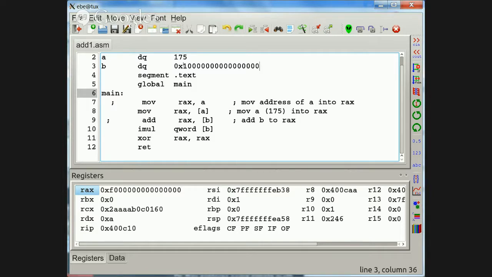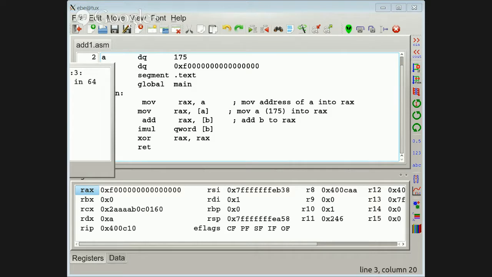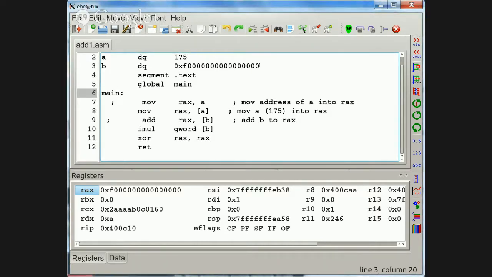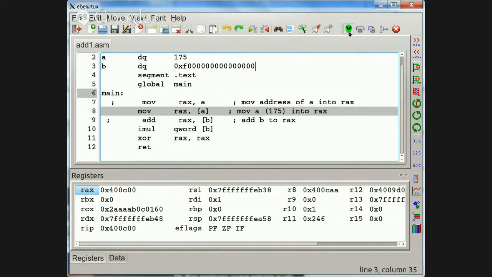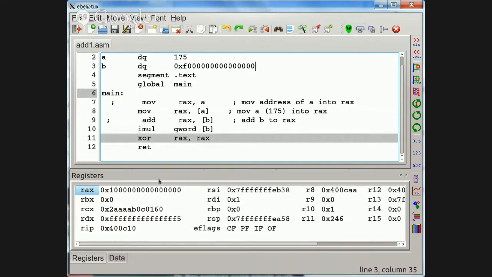Can't do it with that big a number. Let's try doing it with almost that big a number. How about F? That's still too big. All right. What do you know? The number has in the top half a bunch of F's. Right? Is this enough to be a negative number?